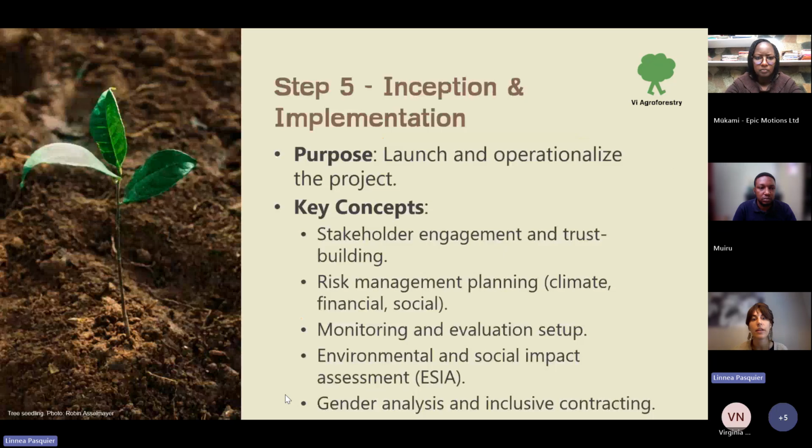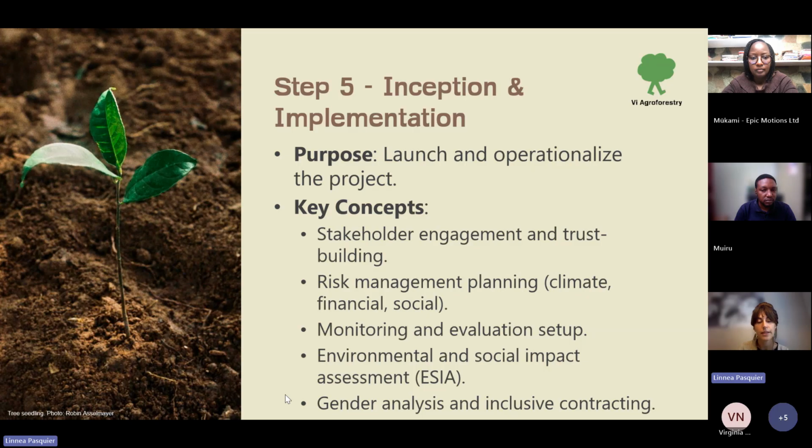And then we go to the step that Virginia highlighted, which is the most fun part, I would say. It's the launch and the operationalizing of the project, which is when things really start. So now you've done all the planning, and now finally you get to put your hands in the mud. This is when you start the stakeholder engagement and trust building. So really when you start to engage on the ground with the people who are involved. So in our case, often the smallholder farmers.